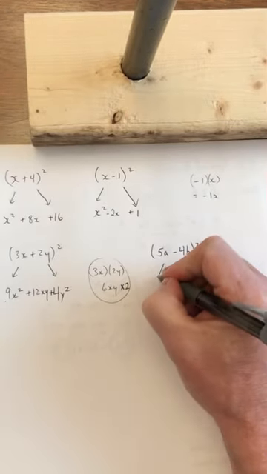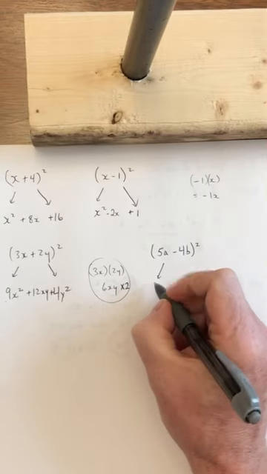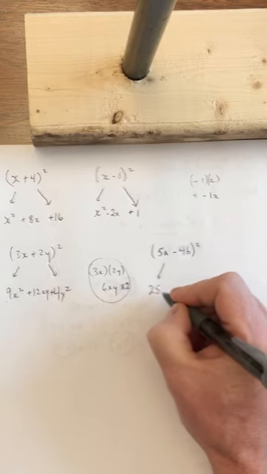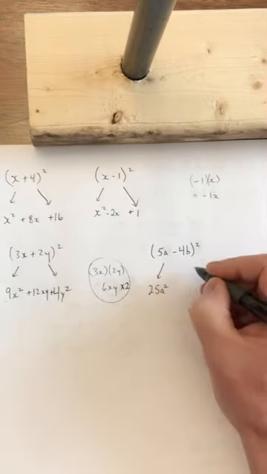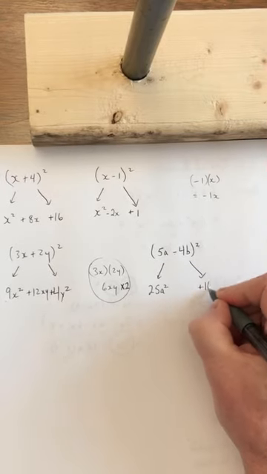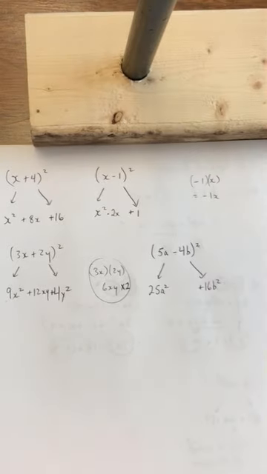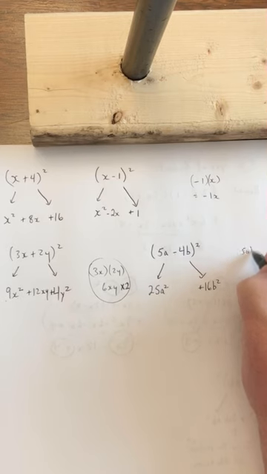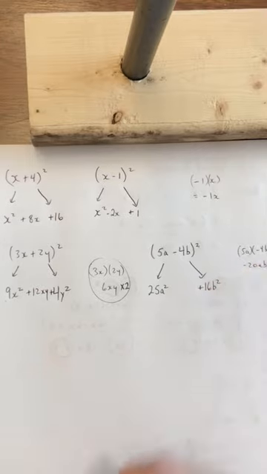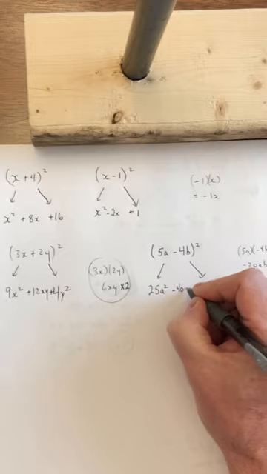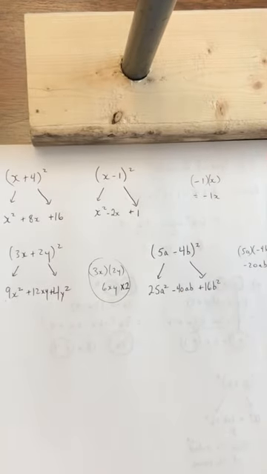All right, so another example here. Let's square this. So 5 squared is 25. A squared is a squared. Negative 4 times negative 4 is positive 16. B squared. And here, when we do the 5a times minus 4b, we get minus 20 ABs. We double that, and we now have minus 40 ABs.